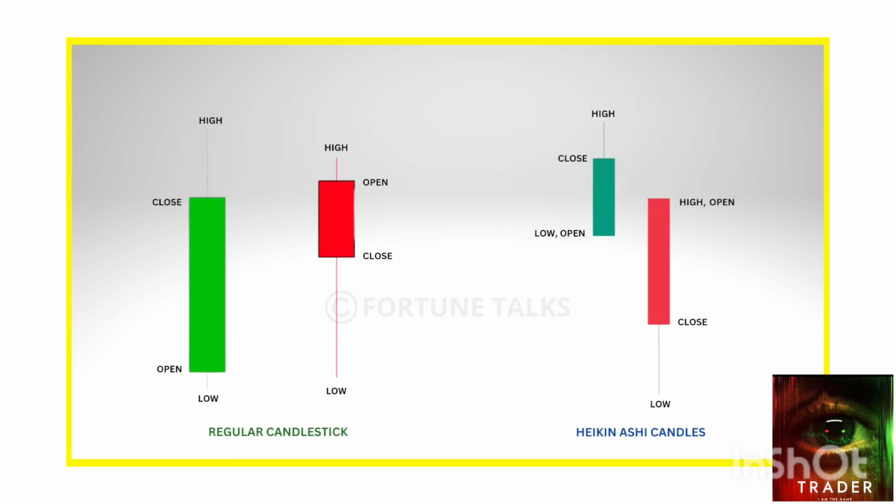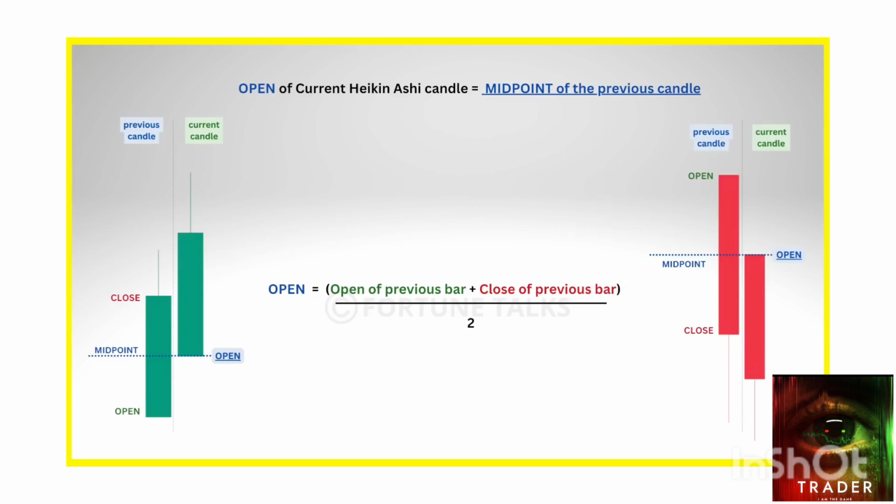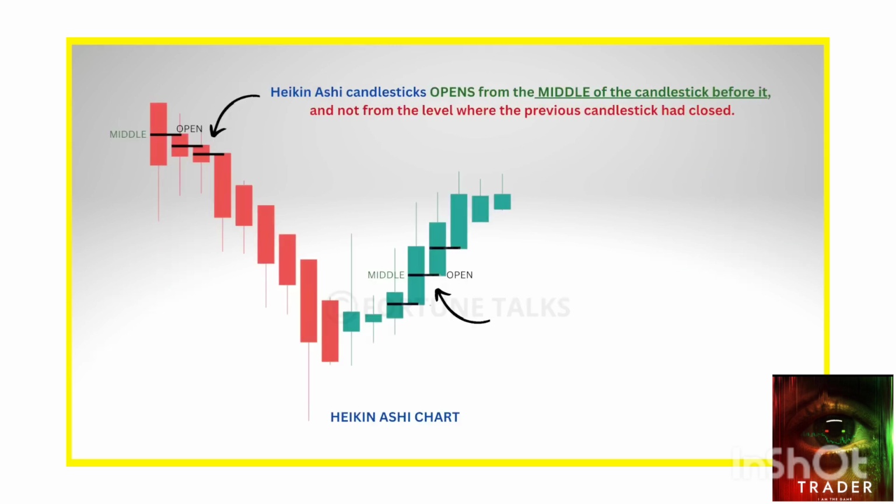Just like a regular candlestick, each Heikin-Ashi candle has an open, close, high and low, except that the open and close are calculated differently. This means that there are 4 parts of the Heikin-Ashi formula. The open of a Heikin-Ashi candlestick equals the midpoint of the previous candle, which means the Heikin-Ashi open price is equal to the open of the previous bar plus the close of the previous bar, the whole divided by 2. This answers our question, and this is the reason why every new candlestick starts from the middle of the previous one.